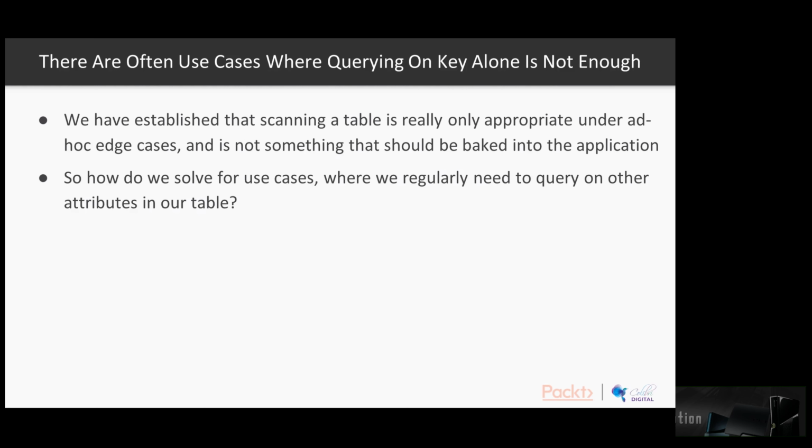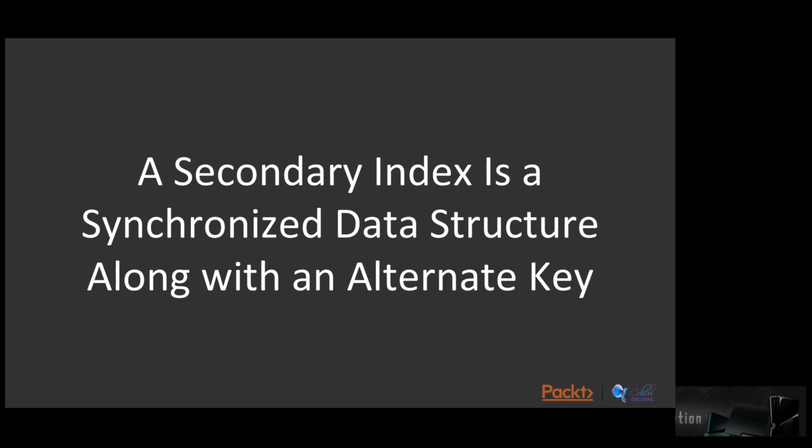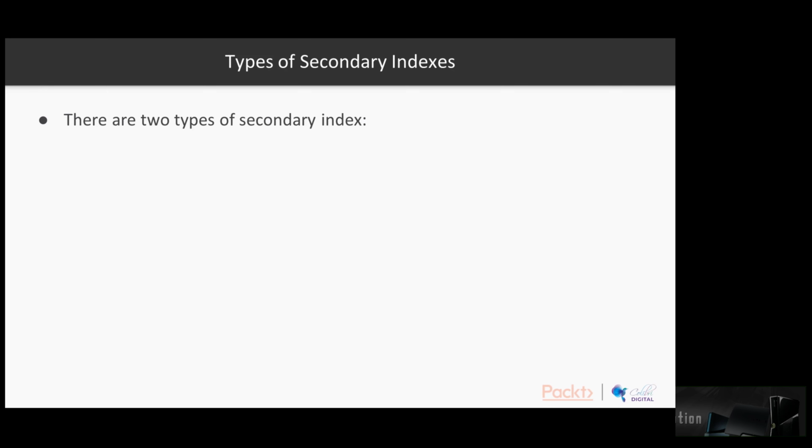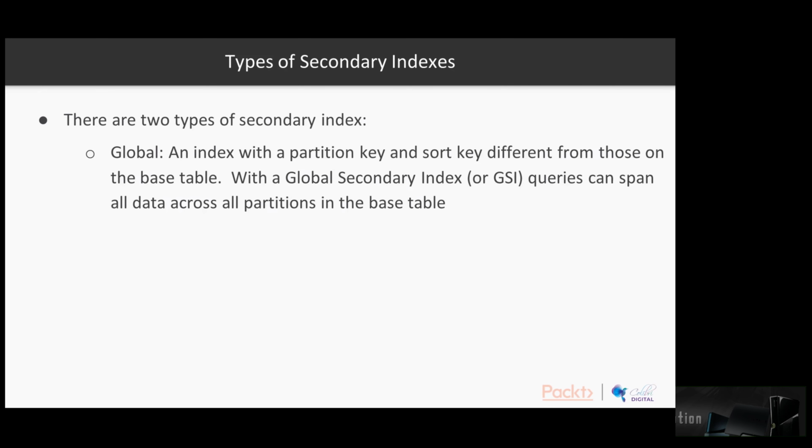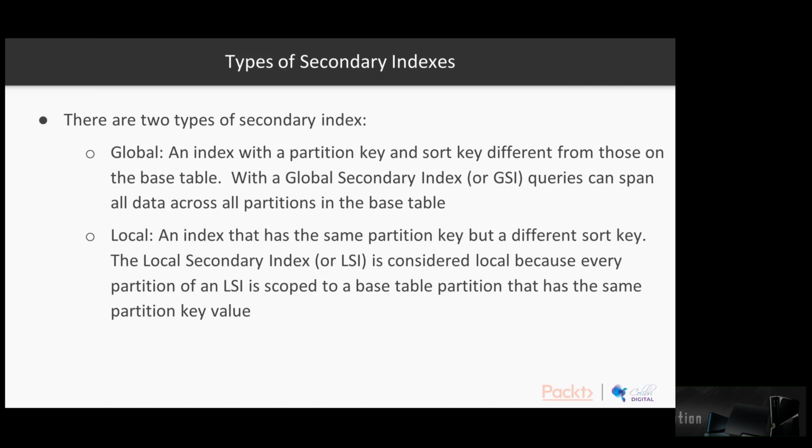So how do we solve for use cases where we regularly need to query on other attributes in our table? Well, the solution is to create something called a secondary index. A secondary index is a synchronized data structure along with an alternative key. And there are two types of secondary index. A global secondary index is an index where the partition key and sort key are different from those on the base table. With a global secondary index, or GSI, queries can span all data across all partitions in the base table. The alternative is called a local secondary index, or LSI.